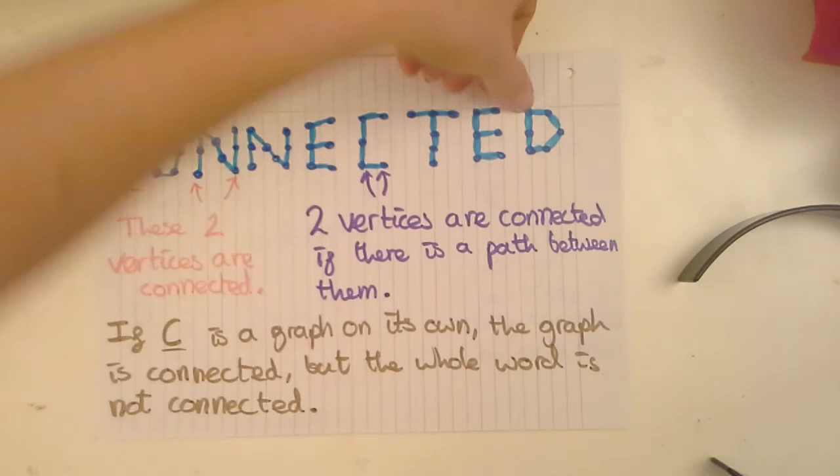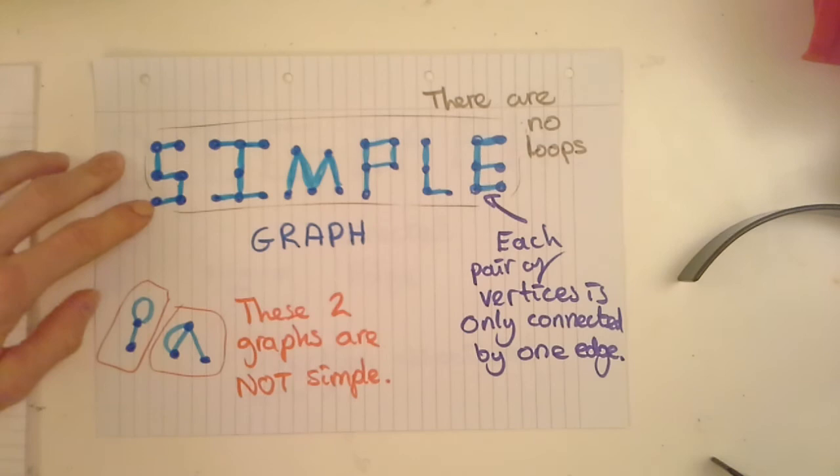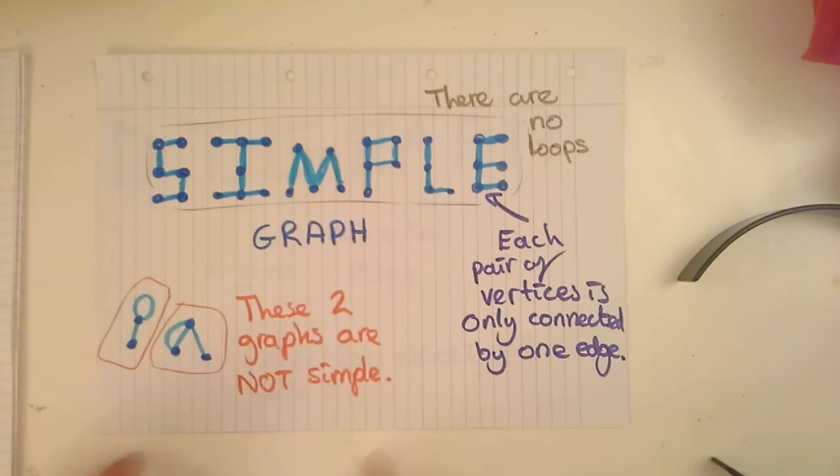Then we have a simple graph, and this is where every single pair of vertices is only connected by one edge. This is sort of like directly. So obviously this vertex is connected to this vertex, but it's not directly connected to an edge. So basically, any two vertices are only connected directly by one edge.